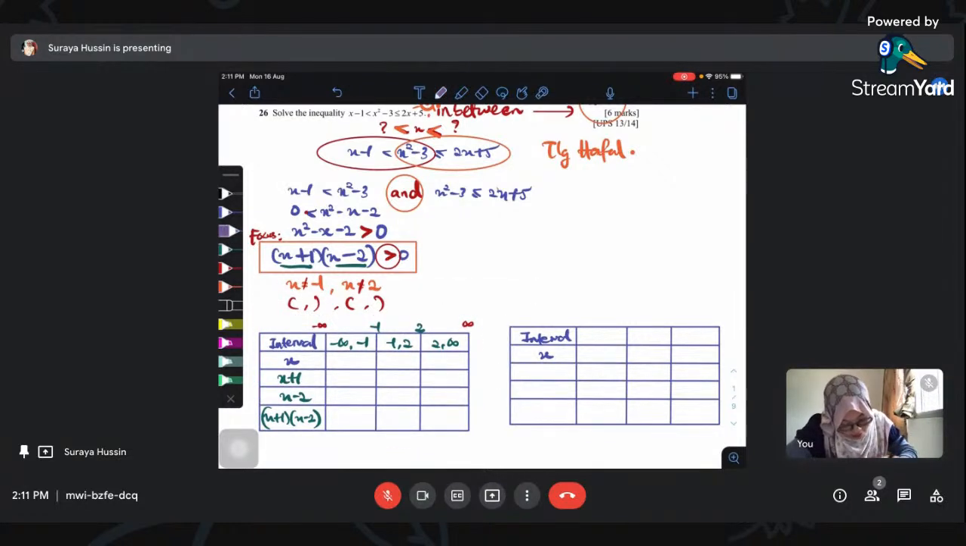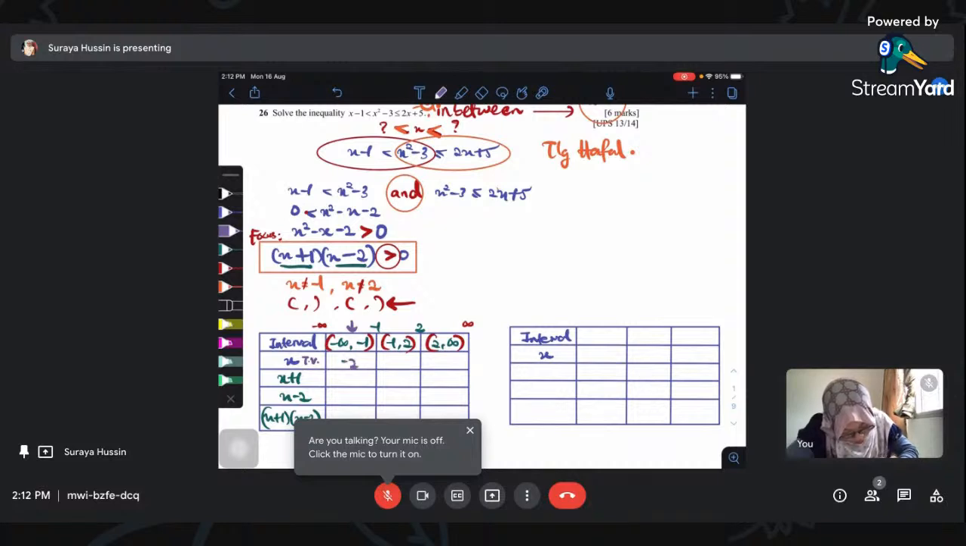Okay. And then you use whatever you have found, which is open bracket ke close bracket. So everything is closed disebabkan ini tak ada equal. Yeah, they are not equal. So open bracket, and then your test value. This is test value actually. Testing sahaja. Test value di dalam interval ini contohnya -2, sini 0, sini 3. Okay, just use the closer to that numbers.